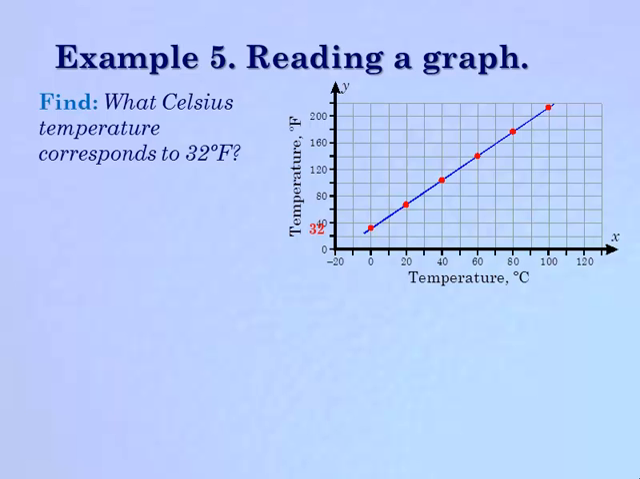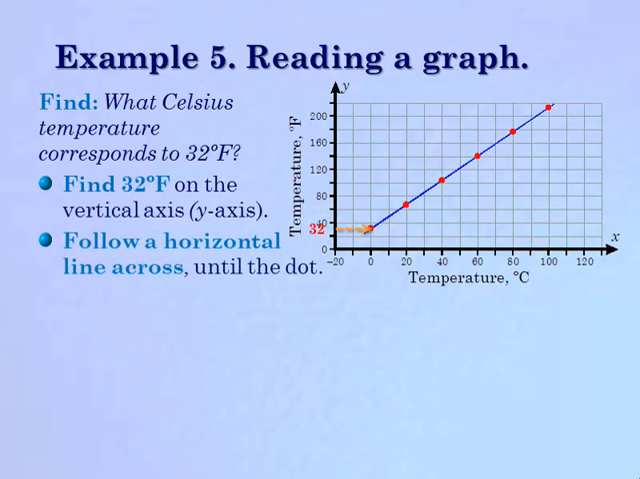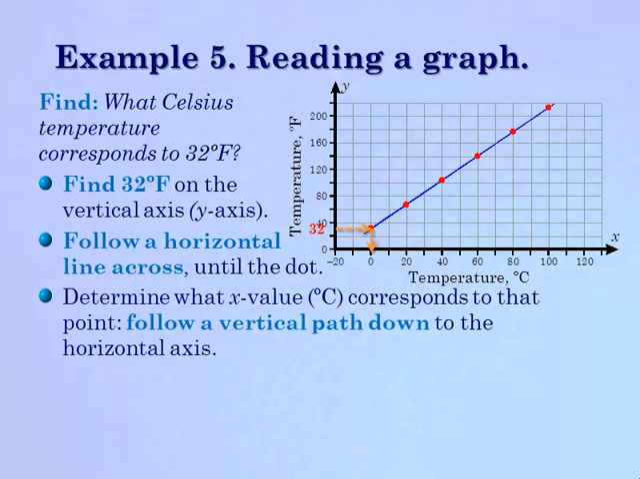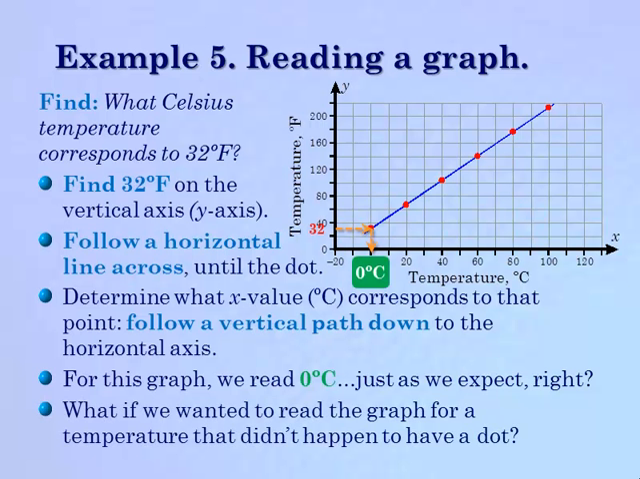And how about the other direction? What's the Celsius temperature corresponds to 32 degrees Fahrenheit? Again, we would find 32 degrees Fahrenheit. This time it's going to be on the y-axis, and then we need to follow the horizontal line across until we find the dot that's plotted there. And we determine what is the x value that corresponds to that. So we follow the vertical path down until we find, in this case, about 0 degrees C. This is just as we expected, right? So the ordered pair here would be what? 0, 32. 0 degrees Celsius, 32 degrees Fahrenheit, because you always put the ordered pair with x first and then y.